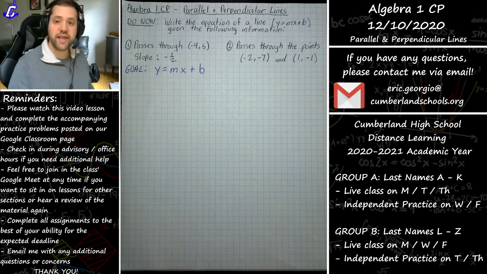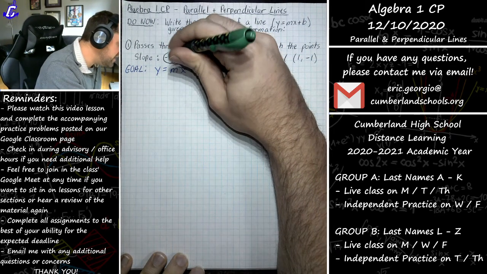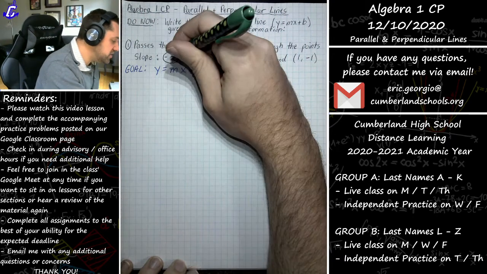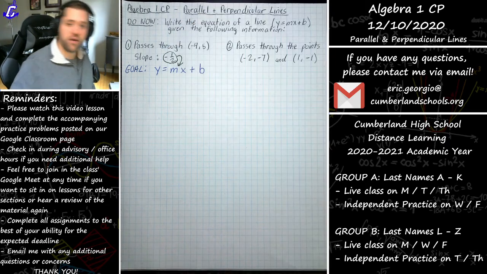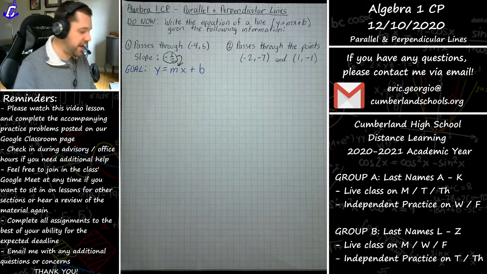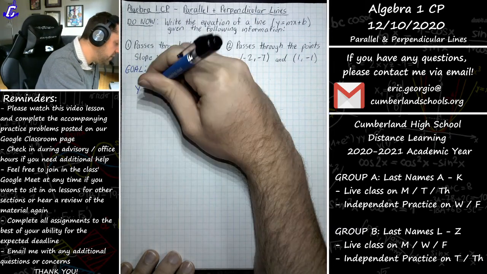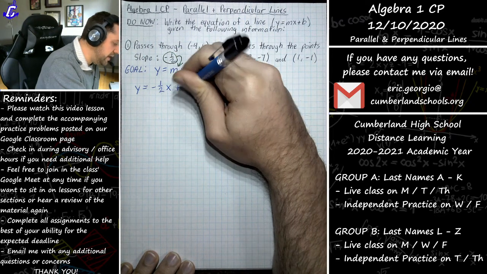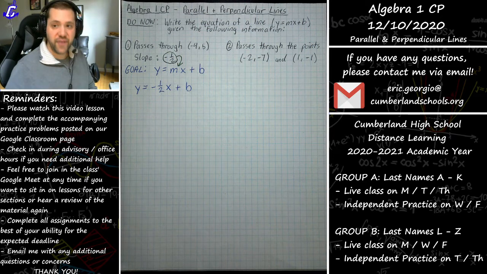Well, a great starting spot for us would be to say, I'm given the slope right away. The slope is -1/2. Let's just take that and put it in for m. So we could start with our equation of the line being y equals -1/2 x plus b. I still don't know what that b value is, but I can find it.